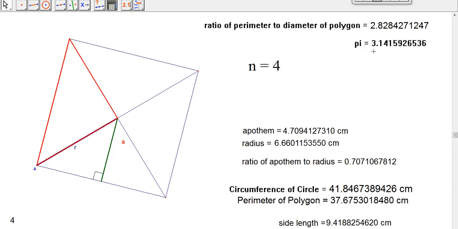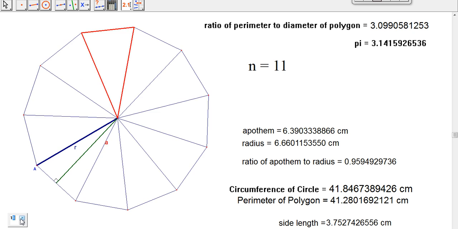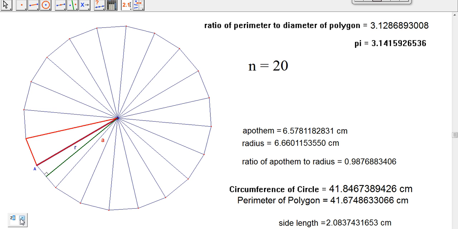Okay, so we'll want to keep an eye on what happens with these two numbers right here as the number of sides grow. Let's look at 5 sides. Let's look at more than 5. About 18 sides.